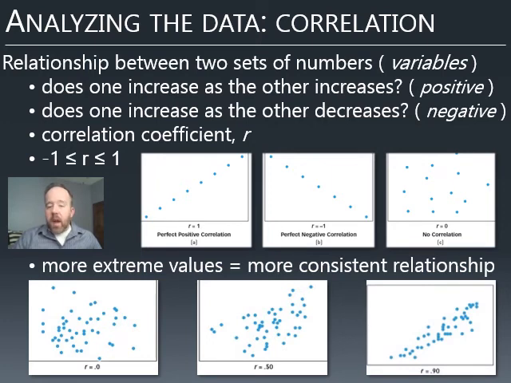An R of 0.9, it's not quite 1, but it's close. So there you can give a really much tighter estimate of what variable 2 will be if you're given the value of variable 1. So the negative or positive sign matters, and also how extreme the value is matters. So the more extreme the value, the more consistent the relationship, the better you can predict one variable from the other.